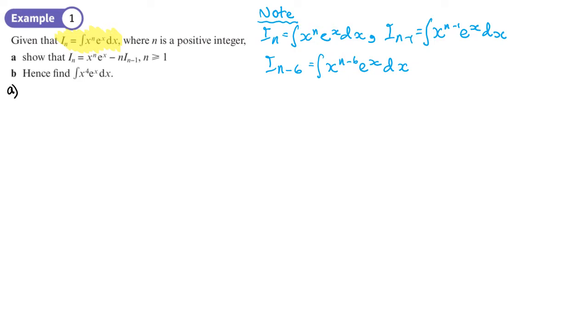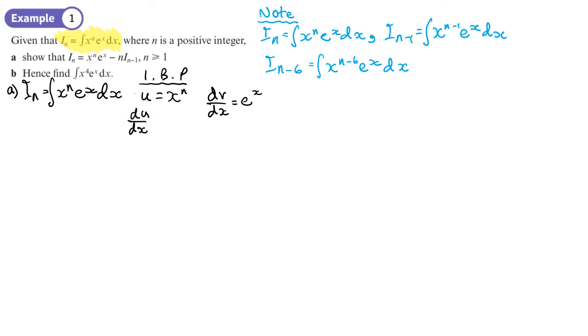So what have we got? I sub n equals the integral of x to the n e to the x. Now you would integrate this by using integration by parts, and we're going to do the same thing. If we're using integration by parts, you would make u equal to the x part, x to the power n, and we'd make dv dx equal to e to the x. So we differentiate the u part and get n times x to the power n minus 1, and we integrate the dv dx part, and we'll get e to the x.